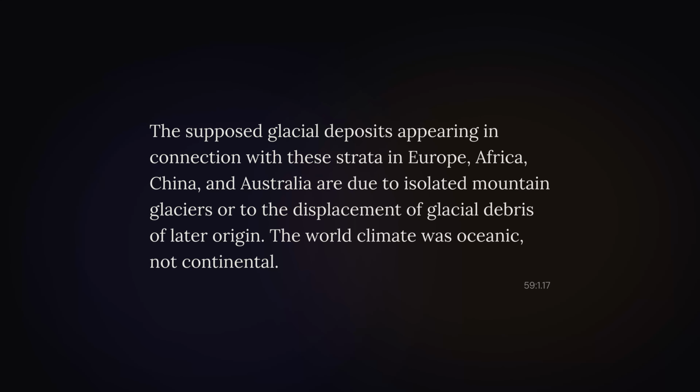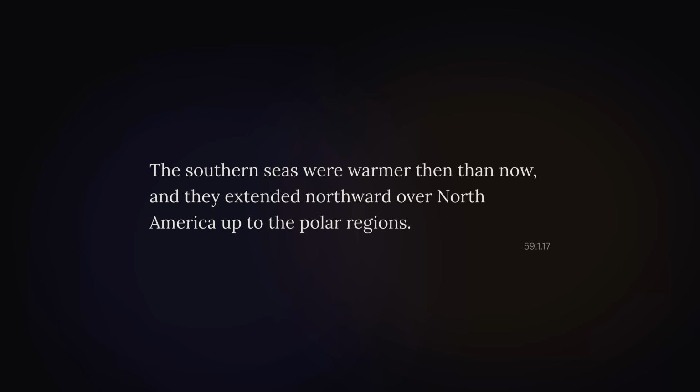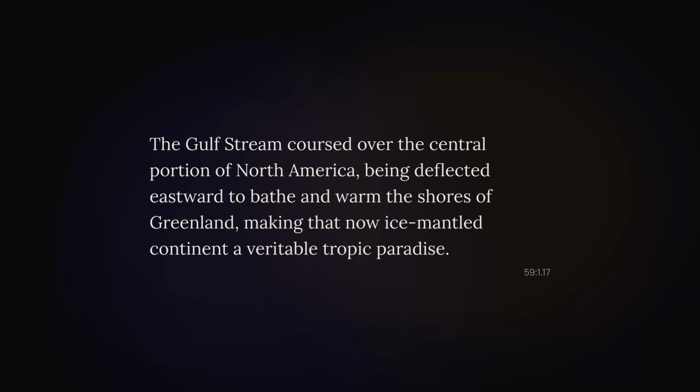The world climate was oceanic, not continental. The southern seas were warmer then than now, and they extended northward over North America up to the polar regions. The Gulf Stream coursed over the central portion of North America, being deflected eastward to bathe and warm the shores of Greenland, making that now ice-mantled continent a veritable tropic paradise.